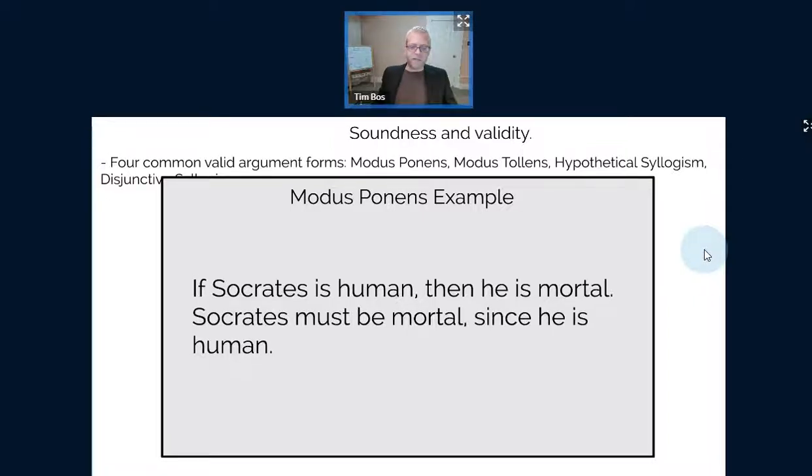So here's the classic example of a modus ponens. If Socrates is human, then he's mortal.